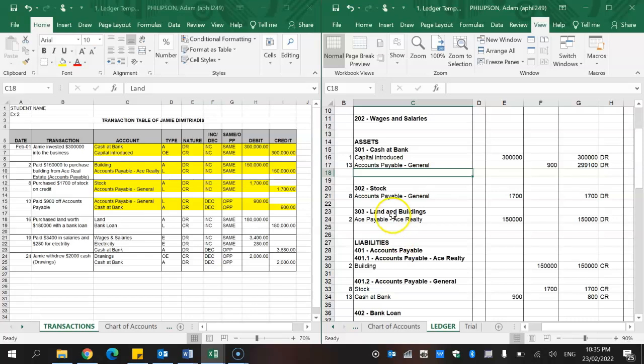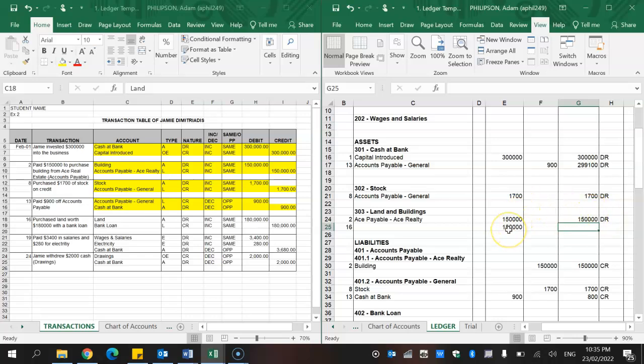So we come down to land and buildings. We're putting $180,000 debit into the land and buildings account. So land and buildings, put our date in. So our date is the 16th. Okay, 180,000 debit. Okay, in this instance here, our first transaction, we had a balance of $150,000 debit.